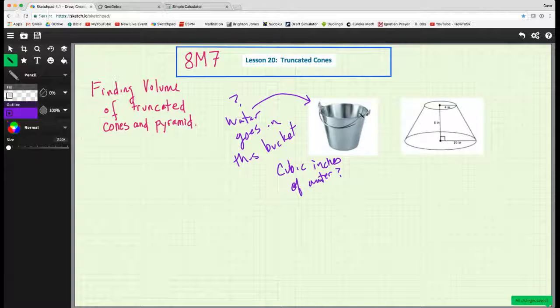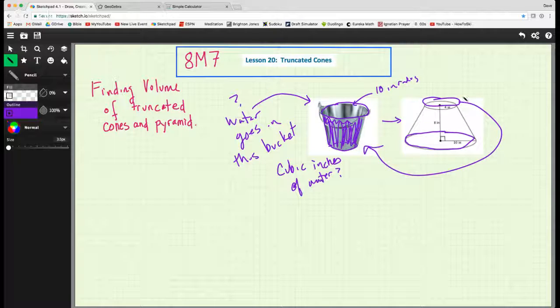Well, this isn't any shape that we've seen before, but in fact, it kind of is. And let's see what I'm talking about. We have this circle here on top, and then we have this circle here on the bottom. And what I've done here is I've kind of turned it upside down. Notice what the book has done for you: they've given the radius of the top, which is 10 inches, and on the bottom, a 4-inch radius. So this is just that bucket upside down.